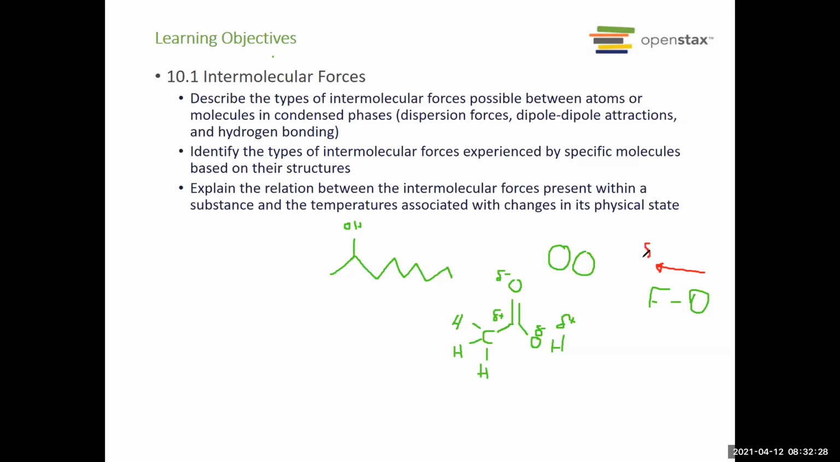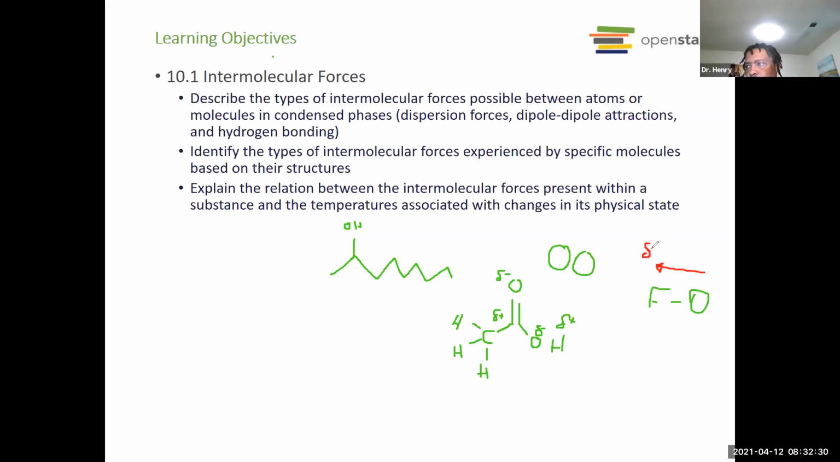Okay, so in this case, this guy is partially negative. And in this case, this guy is going to be partially positive, right? Because the electrons that they share are going to be spending more time with fluorine than they're going to be spending with oxygen. Now this is called the dipole moment, right? So that means it forms a dipole, a positive pole and a negative pole. That's why we call it dipole. Di meaning two, poles, positive and negative. Make sense?